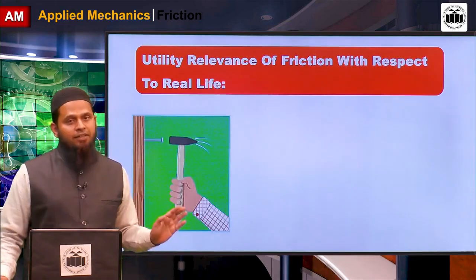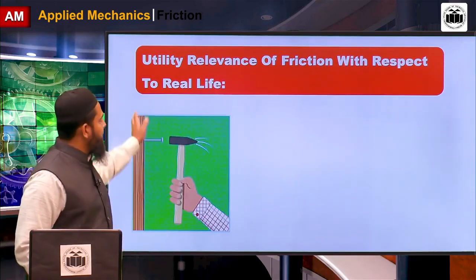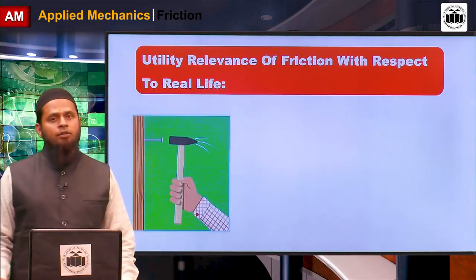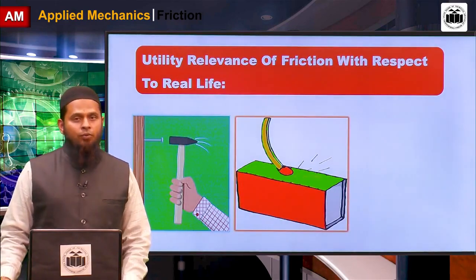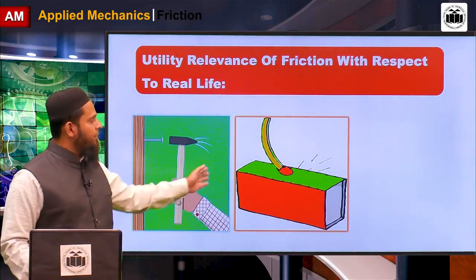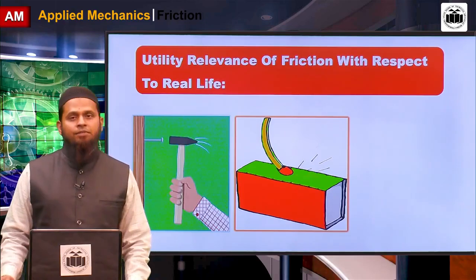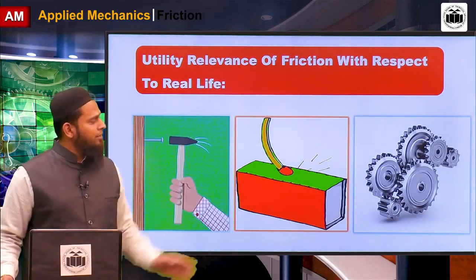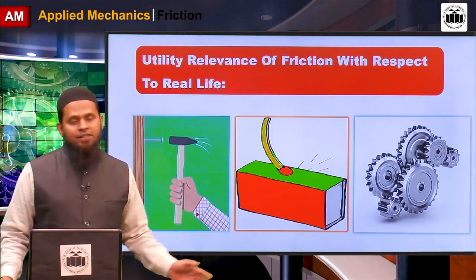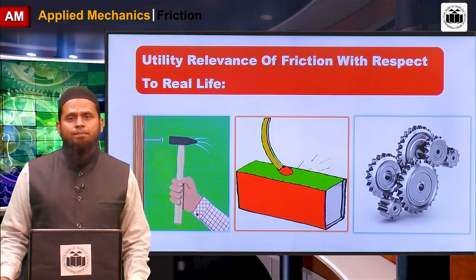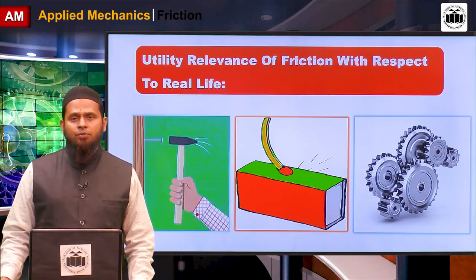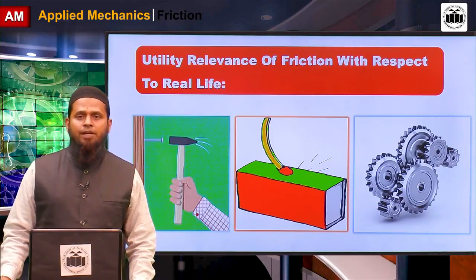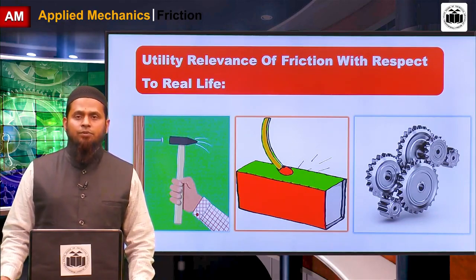We can't hammer a nail in the wall if the wall has no friction. We can't even light matches if friction is not there. And the most important in our day-to-day life, any machine or mechanism has friction. Without that friction, the machine can't run.